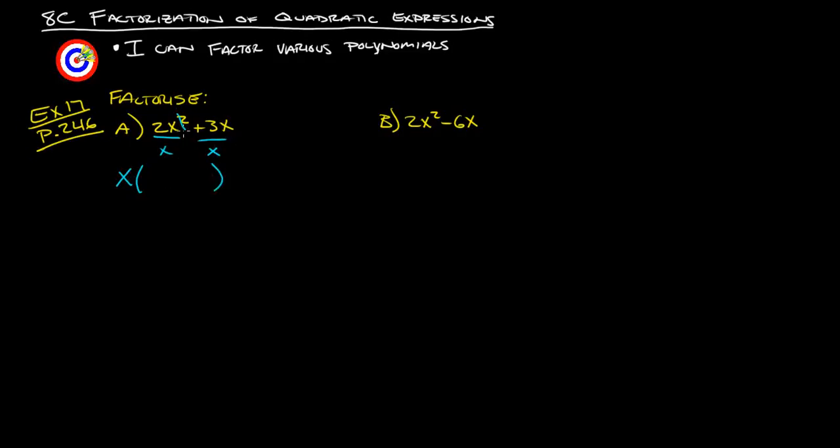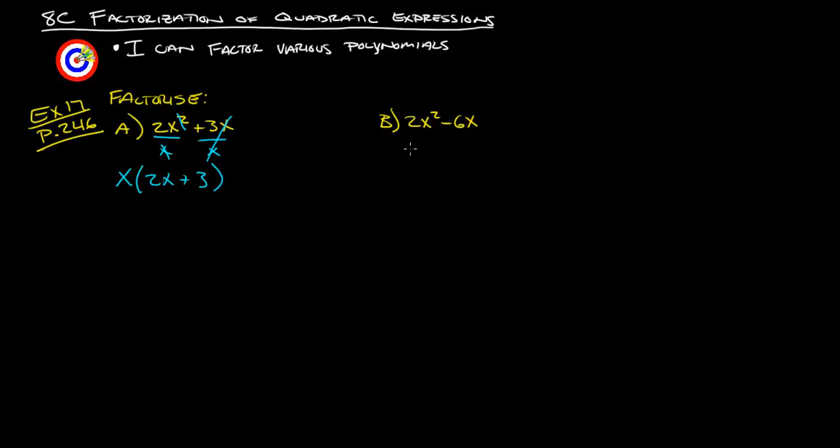So 2x squared divided by x leaves us with 2x, and then 3x over x just leaves us with 3. So this factorized is x times 2x plus 3. Now if you distribute this x back through, x times 2x is 2x squared, and x times 3 is 3x. So you end up getting back what you started with.